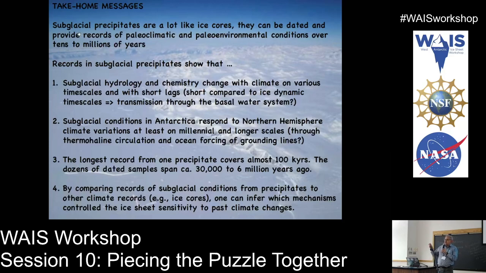And we also see point number two, that even more amazingly, somehow these precipitates that formed in nooks and crannies beneath the ice sheet know about what's happening to climate in the Northern Hemisphere, especially to the thermohaline overturning oscillation. So the events mentioned in Sophia's presentation are related to what's happening in the Northern Hemisphere, and we can see them in the subglacial precipitates with basically very little discernible lag, which suggests a few things. One is that you probably have a transmission of the signal through the basal water system itself. It's not through glaciological processes alone.